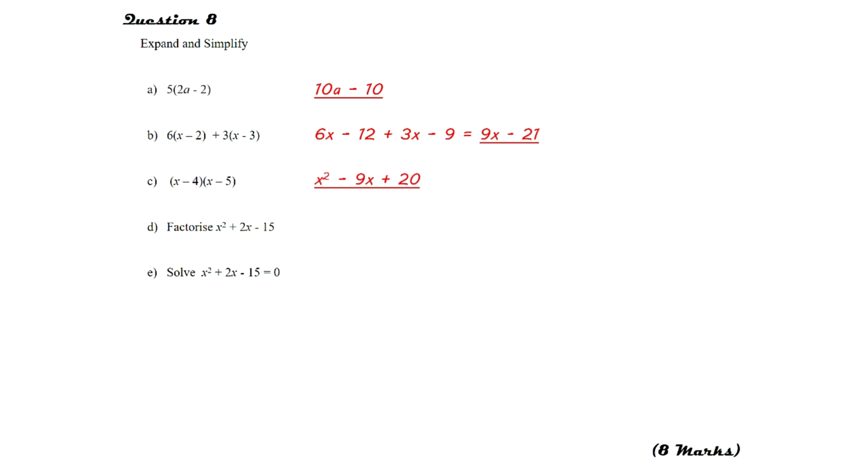Part D, factorise this one. Again, if you use the grid method, this kind of helps you a little bit to work backwards, but when this one is factorised, you end up with x plus 5, x minus 3.